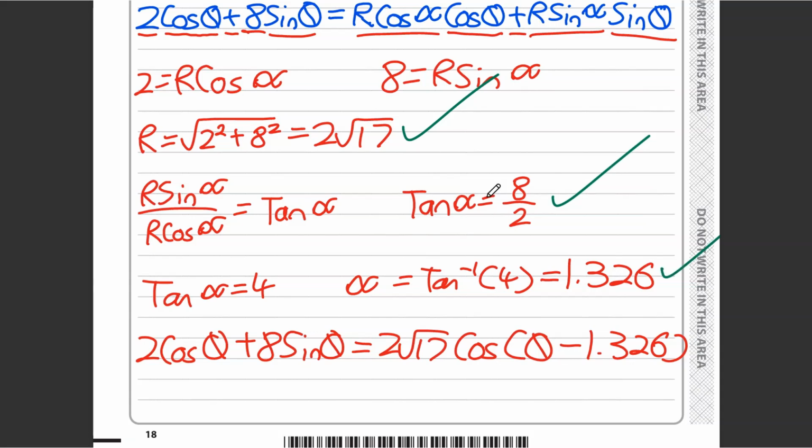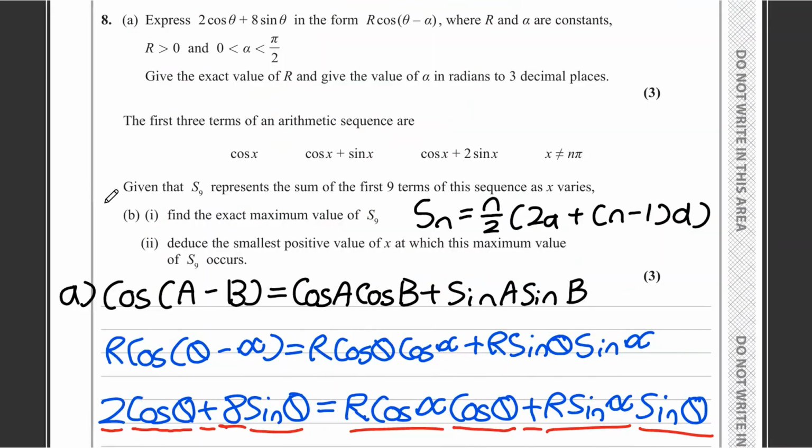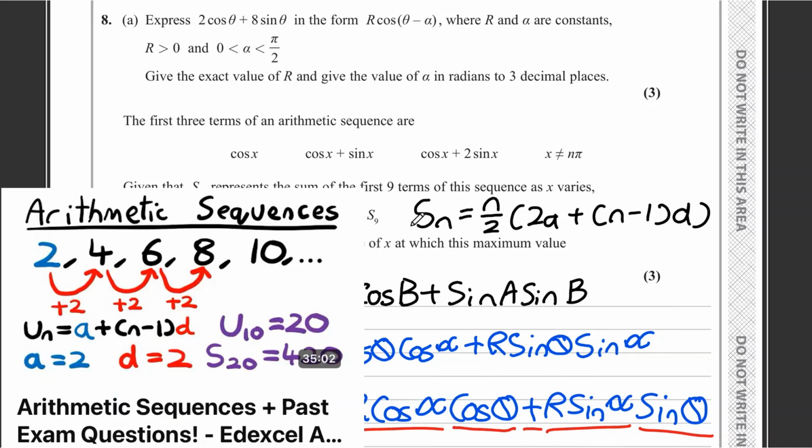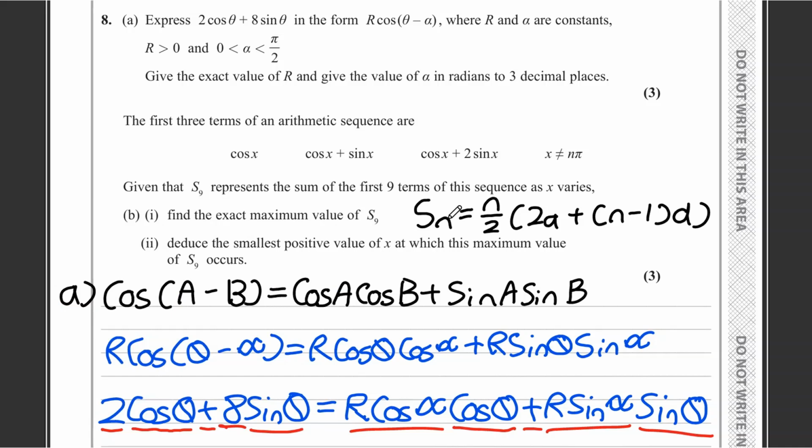Okay, and then for part B, we're told that the first 3 terms of an arithmetic sequence are cos x, cos x plus sin x, and cos x plus 2 sin x. And given that S9 represents the sum of the first 9 terms of this sequence, for the first part of B, we need to find the exact maximum value of S9. So this is an arithmetic series question. I've given you the formula here for Sn for arithmetic series because this is given to you in the formula booklet, so you have access to it in the exam.